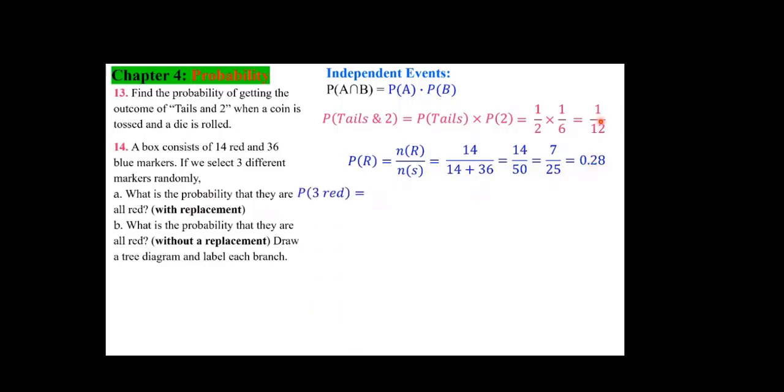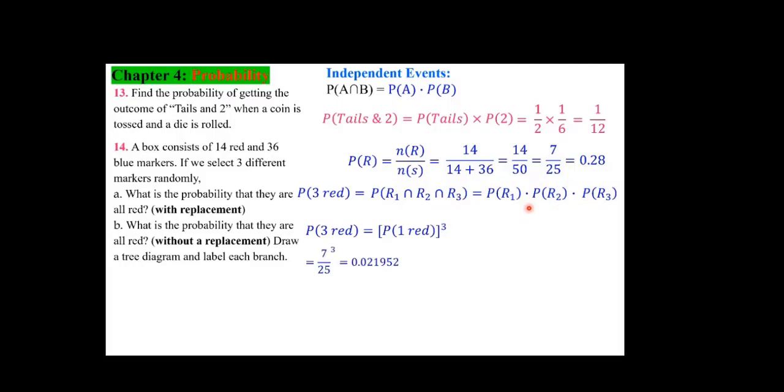Probability of all 3 being red, okay, that means their intersection. And because they are independent, just probability of R1 times R2 times R3, each one is 0.28. Do you have to write all of them like that? You don't have to. You get 0.021952 because we are simplifying 7 over 25, this whole thing to the power of 3. If it gets confusing, you can put a parenthesis, or 0.28.